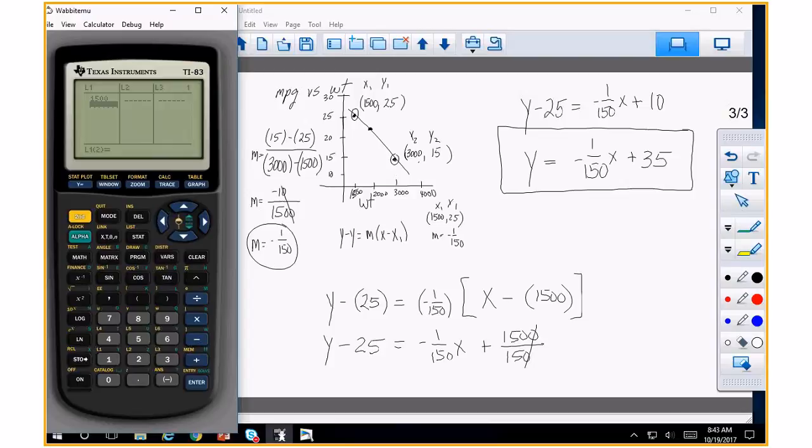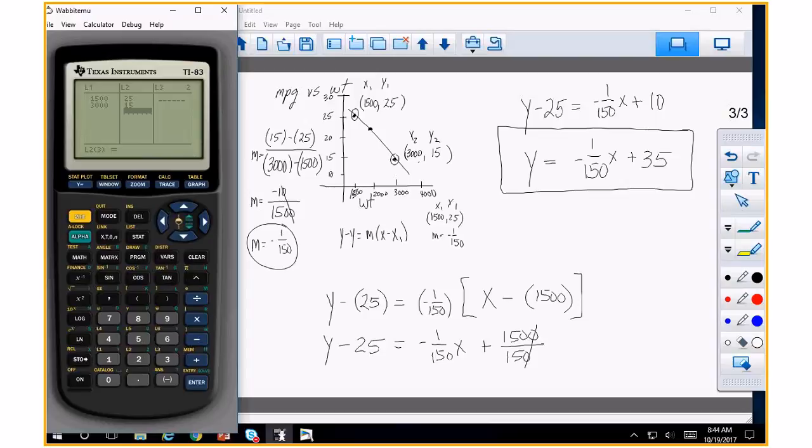And what's the other one? Do we use 3,000? 3,000. And then 25 and 15. Now you can graph this by going to second stat plot. We'll do that when we get to the regression. We've already graphed it, so I'm not going to do that right now.